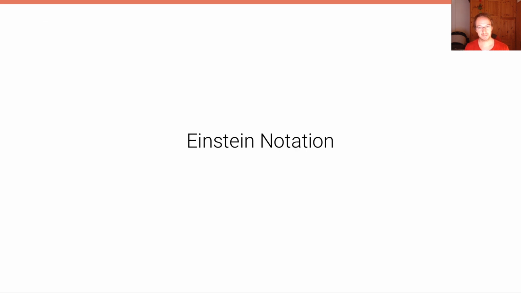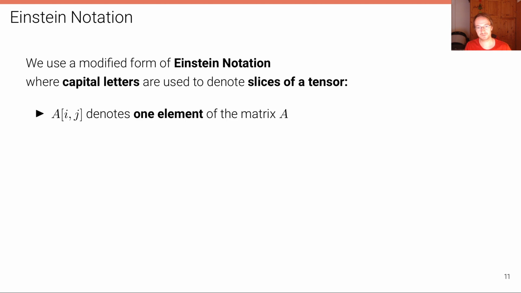Now, in order to define convolutional networks more formally, we're going to introduce something called Einstein Notation, which is a notation that makes writing down these convolutions easier. This Einstein Notation was introduced by Albert Einstein in the context of the theory of relativity, but it's widely applicable whenever we work with tensors. And we use a modified form of that notation where capital letters are used to denote slices of a tensor. So really the difference to regular notation is that here we have small and capital letters for indices which denote different things.